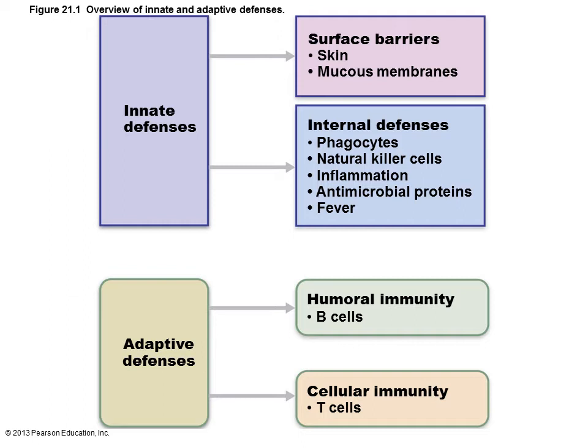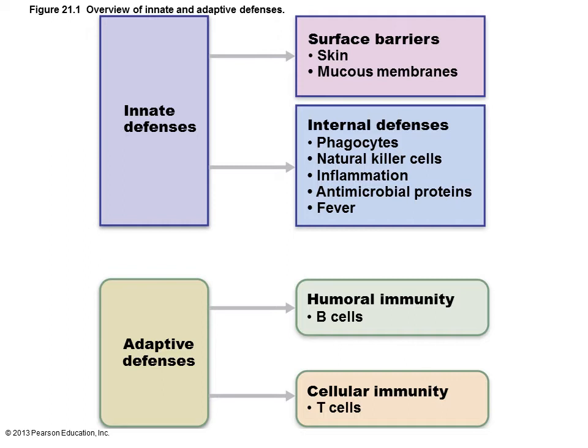The adaptive defense system is the third line of defense. It attacks particular foreign substances, and it takes longer to react than the innate system. Humoral immunity concerns the B cells making plasma cells to make antibodies, and cellular immunity concerns T cells, which directly kill cancer cells and virus-infected cells.